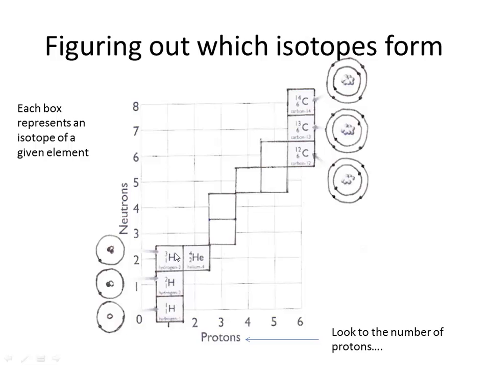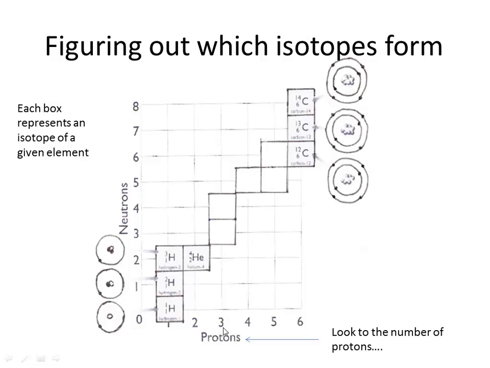Take a look up at helium right here. Bray, how many boxes are there for helium? 1. That means there's only 1 isotope of helium. The only type of helium that exists is helium with 2 neutrons. All helium has 2 protons and 2 neutrons. What about atomic number 3? Antonio, what element is atomic number 3? Yep.